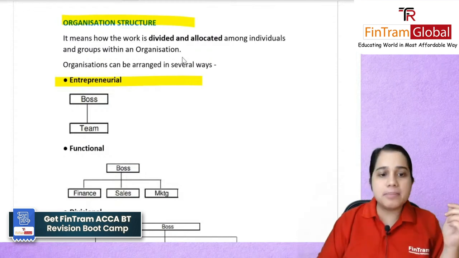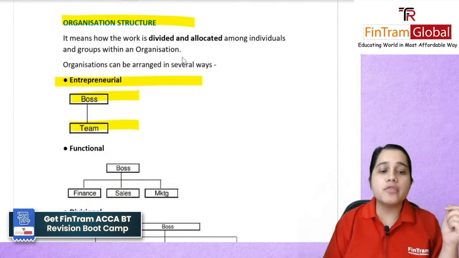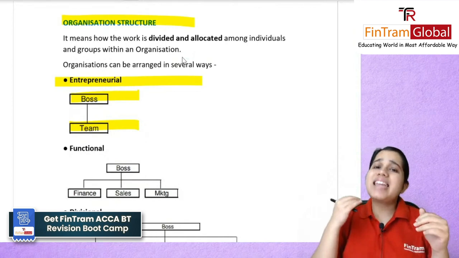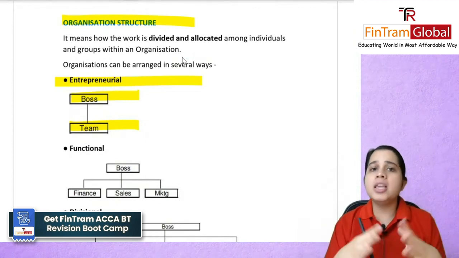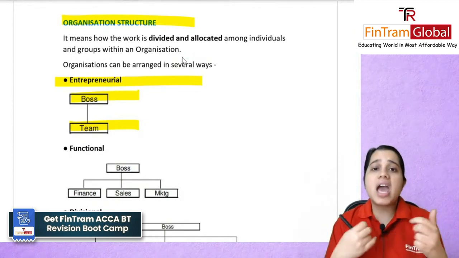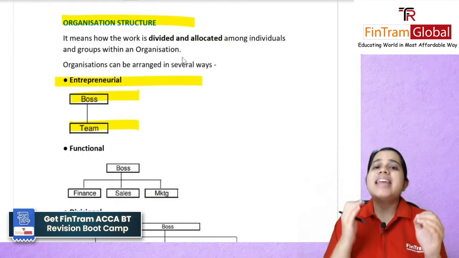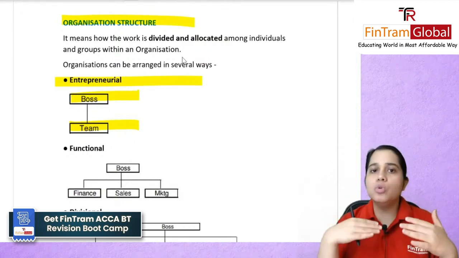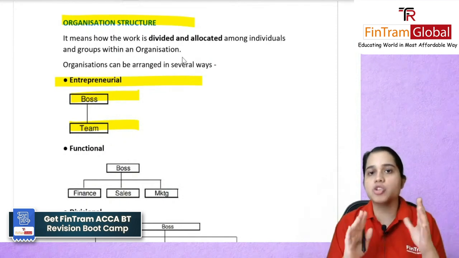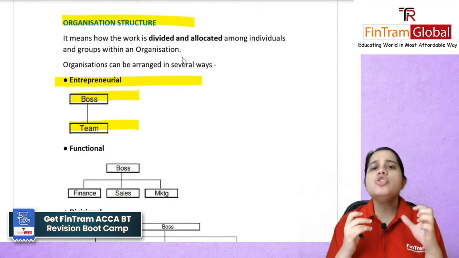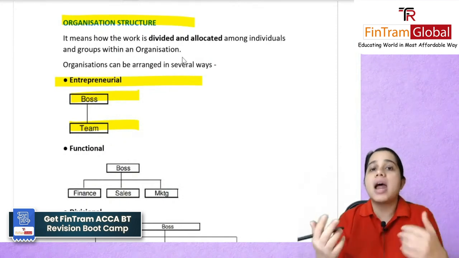So each of these team members, you can see in this diagram, you have your boss, you have your team. Each of these team members will directly report to the boss. They'll directly go and ask any doubts they have, or raise any issues that come in, directly with the boss. There's no other person passing the communication. Usually this is seen in a very small organization which is just starting up.